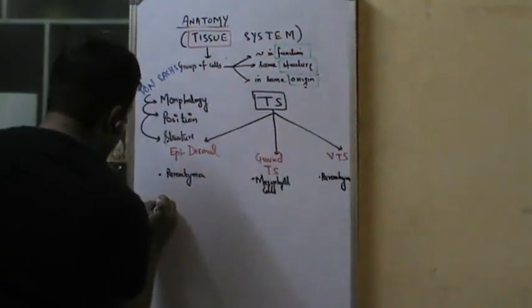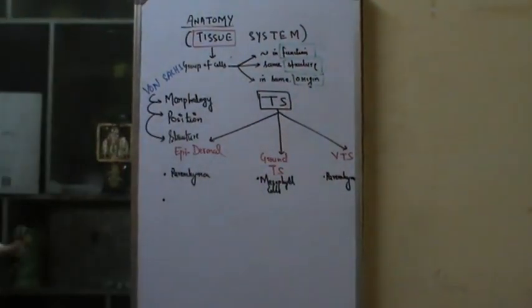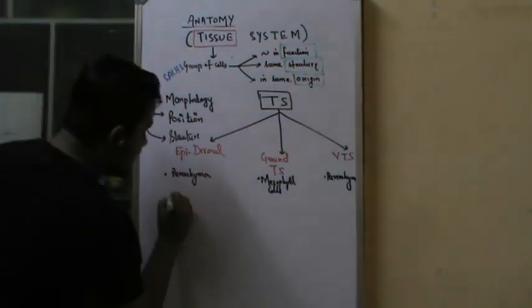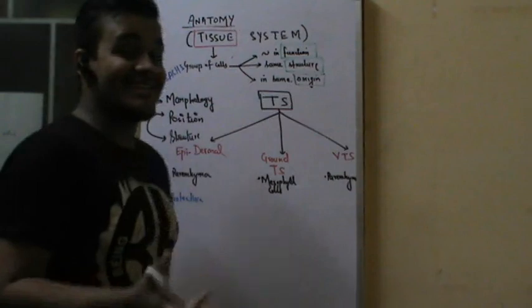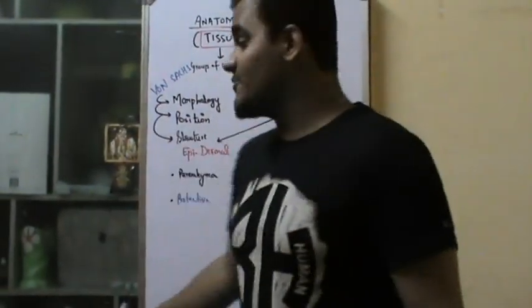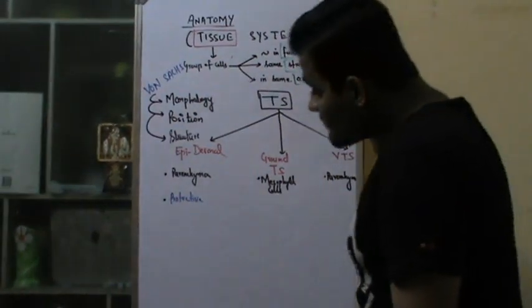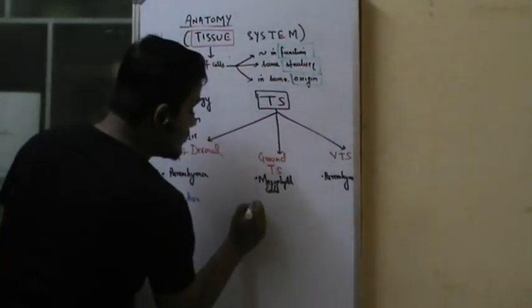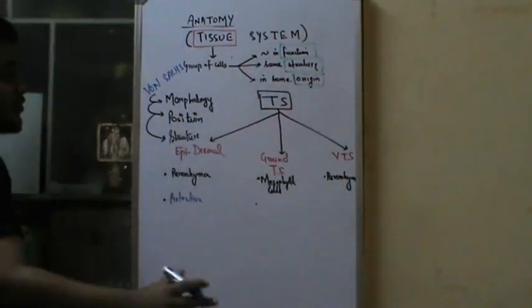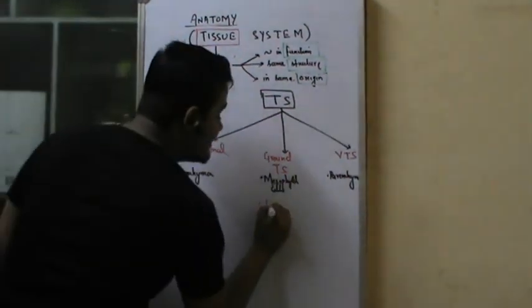Okay, the cells over here: the epidermal tissue system is something which we call the protective tissue system. Whereas the so-called ground tissue system is something which we call very, very important, the largest tissue system.